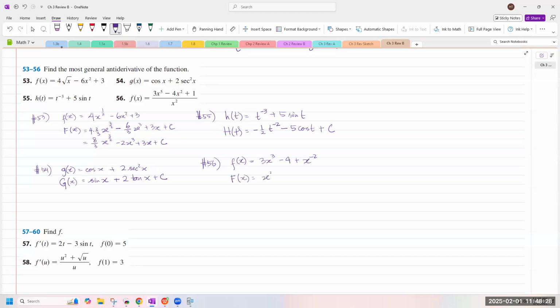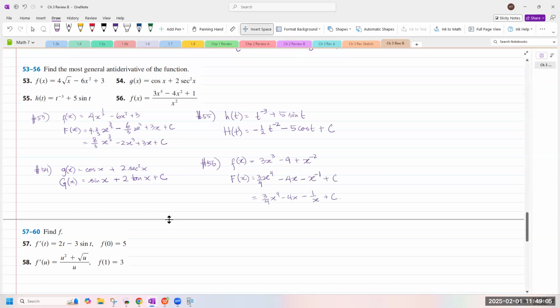So that's 3/4 x to the 4th, minus 4x, and then negative 1 times x to the negative 1. Or we can write that as 3 over 4 x to the 4th minus 4x minus 1 over x. Oh, don't forget plus constant. That's the most general antiderivative.